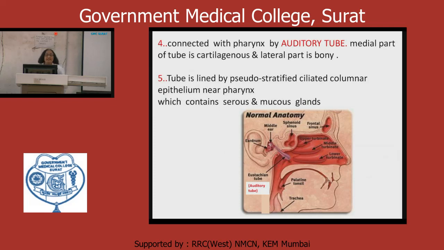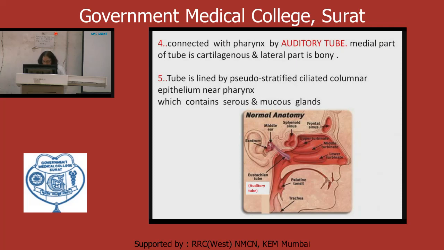The inner end of the auditory tube is open in the nasopharynx. So the tube is lined by a changed epithelium: pseudo-stratified ciliated columnar epithelium near the pharynx. This is again an important feature of the middle ear cavity. The tube is lined by pseudo-stratified ciliated columnar epithelium near the pharynx, which contains serous and mucous glands.